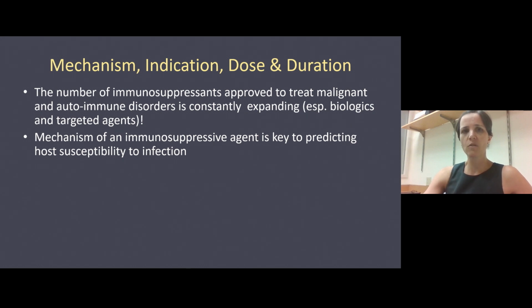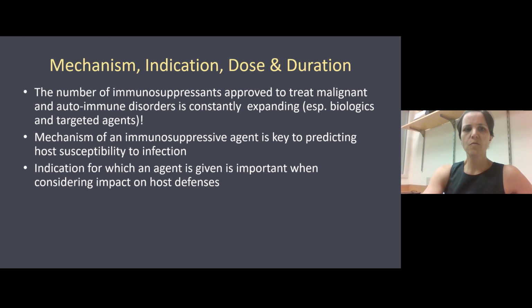And it turns out if you are treated with eculizumab, the risk is similar. You are much more prone to getting meningococcal infection. And so by knowing the mechanism, you can predict what's going to happen, and you can protect these patients by vaccinating them. So the indication for which an agent is given is also going to be important when you're considering the impact on host defenses and what kind of host the person is.